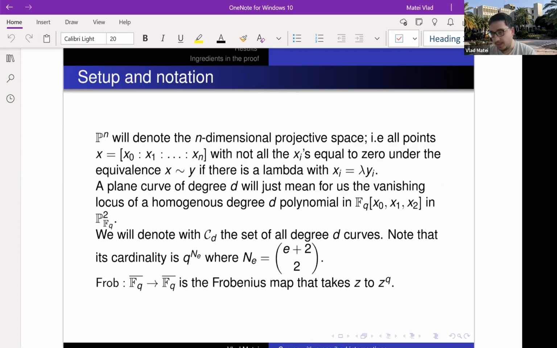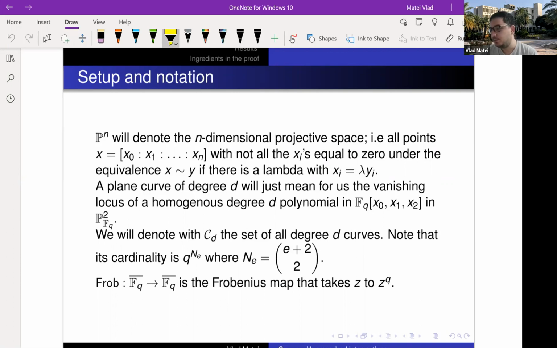Be careful about the definition. Some people like to decorate this, but for me a plane curve will just basically be the vanishing locus of a degree D homogeneous polynomial. Here I should have been a little careful because I want to go over the algebraic closure. That's a small thing to note. And CD is going to denote the set of all degree D curves. Again, note that I'm not imposing any conditions on the polynomial, so it's just everything.